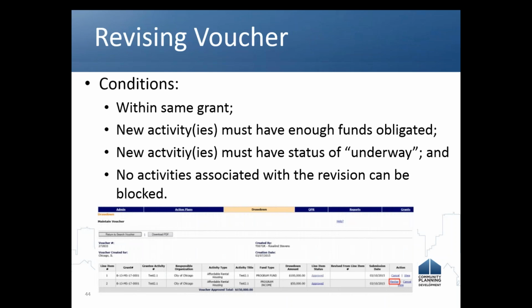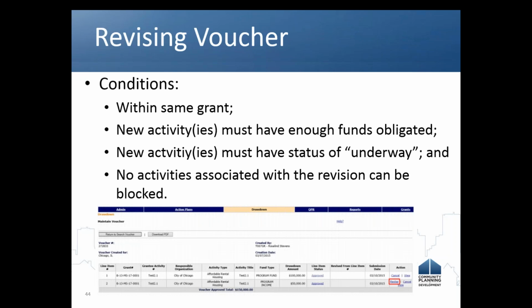Another key thing, there's a lot of different things you can do with vouchers in here, including canceling them. I'm trying to think of some of the others. There's a few others you can do in the system, but one that's really important at the beginner level is revising vouchers, because this does happen. And it can happen for a whole host of reasons, from a billing error to, oh my God, this actually didn't meet an eligible activity, or this didn't meet the national objective, it's not an eligible cost anymore.